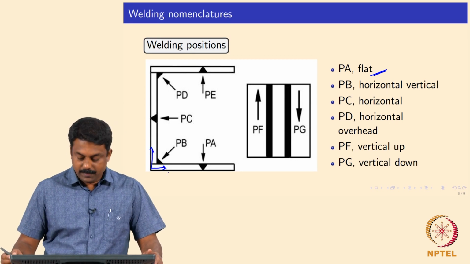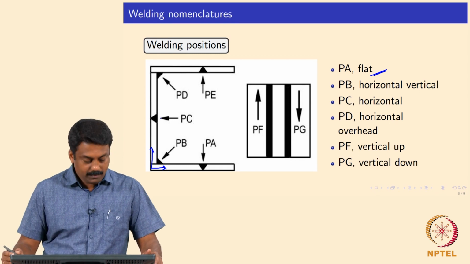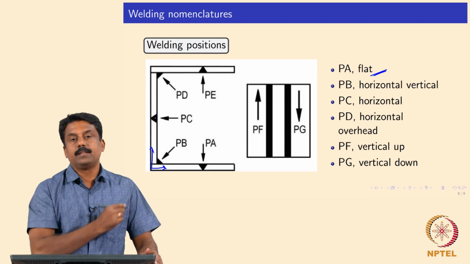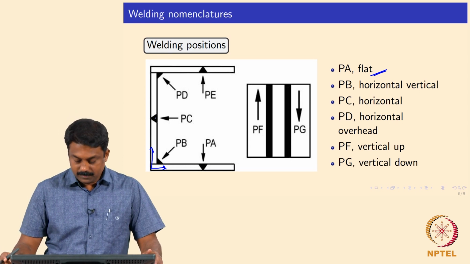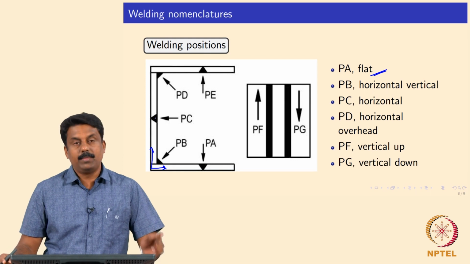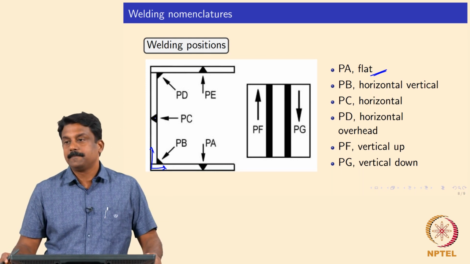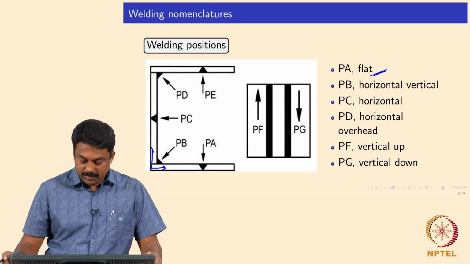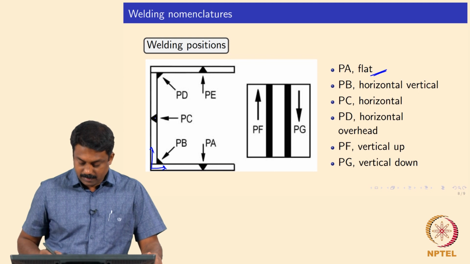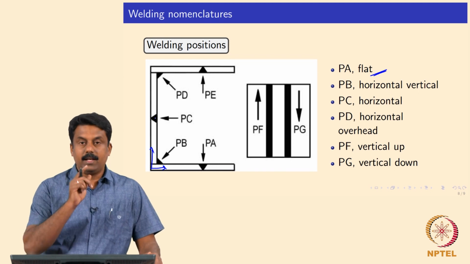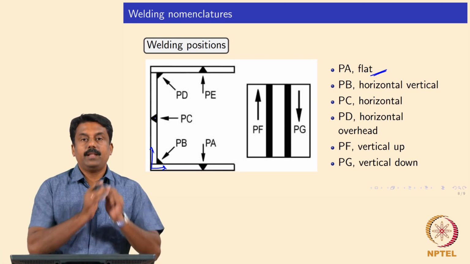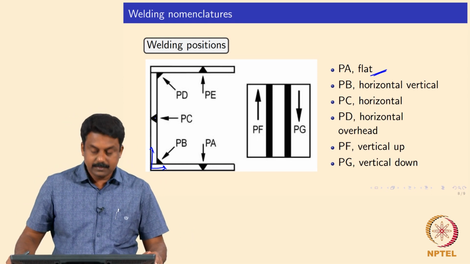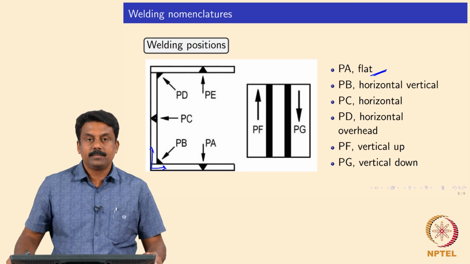And then PC, if you are doing welding at an angle on the side, it's PC. And PD is horizontal but in an overhead configuration, over here. And then again PE, PF, PG, they are all vertical, but you will be doing it either in this direction or the other directions, PF and PG.